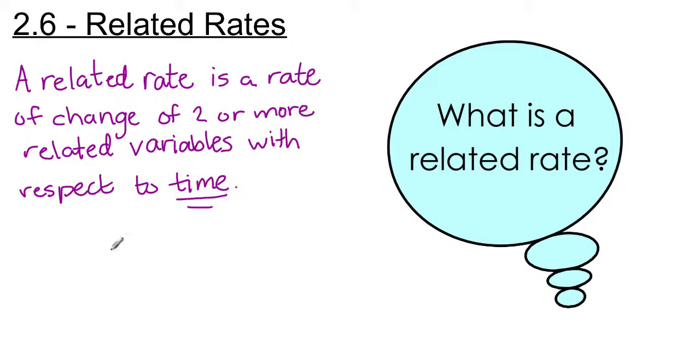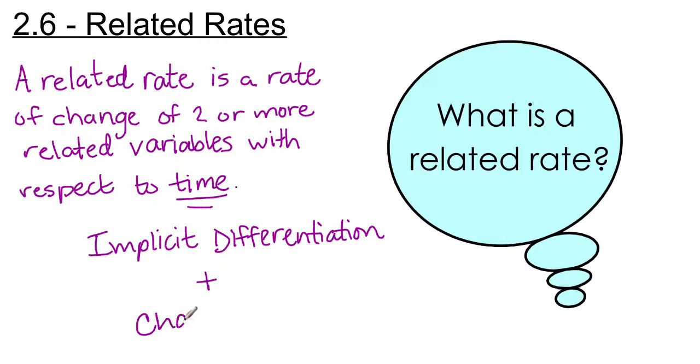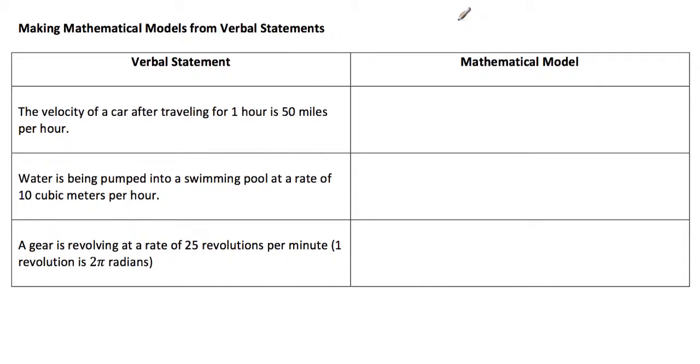Basically, in this lesson, you're going to be using your knowledge of implicit differentiation and chain rule for taking the derivative in order to find the rate at which something is changing with respect to time. So let's practice translating some verbal statements as a related rate with respect to time. Suppose we want to translate a verbal statement into a mathematical model by first assigning some variables.